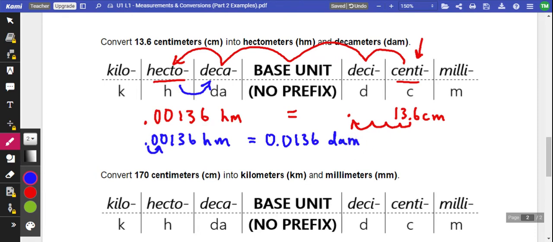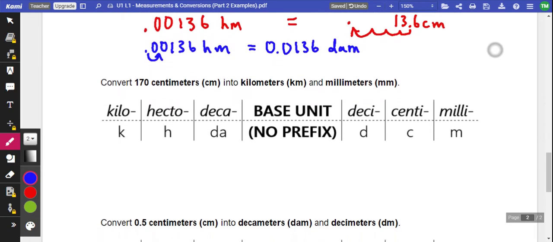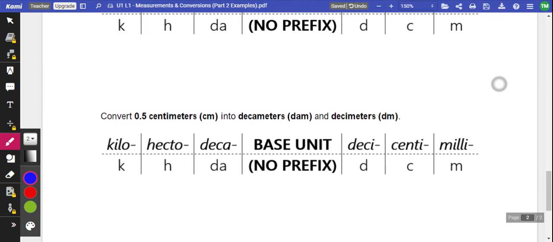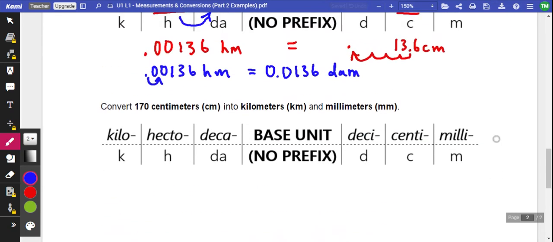Okay, now again, you could go from centimeters over to decameters, and you should get the same answer as long as you're careful about how many spots you're moving, from which spot to which spot, and what direction you're going. Let's look at one more set of examples. We'll just do 1 more, keep it shorter. All right, convert 170 centimeters into kilometers and millimeters.